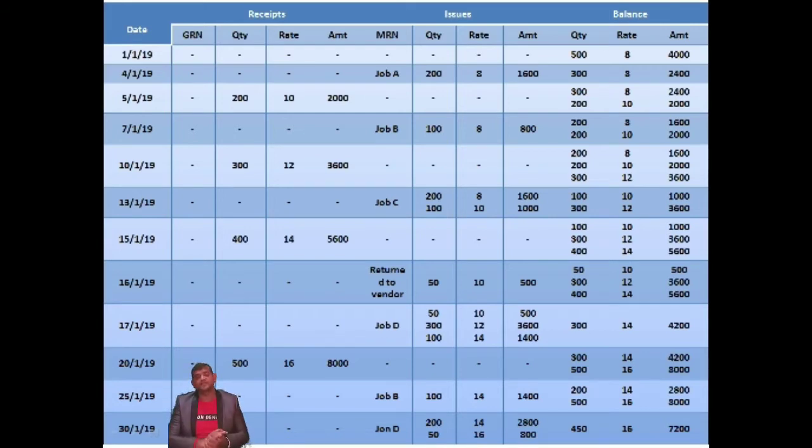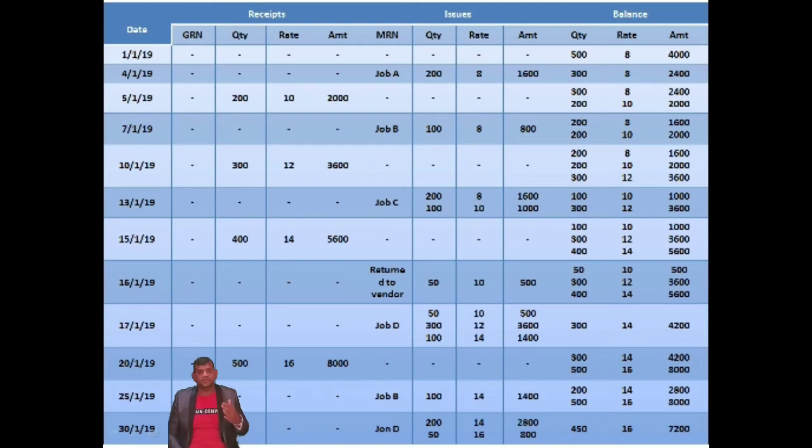Go to the balance column. 200 units at rupees 8 each, 1600 rupees. 200 units at rupees 10 each, 2000 rupees. 300 units at rupees 12 each, 3600 rupees. So there is no confusion over here. It is a crystal clear entry which we have made. So next we are moving further.